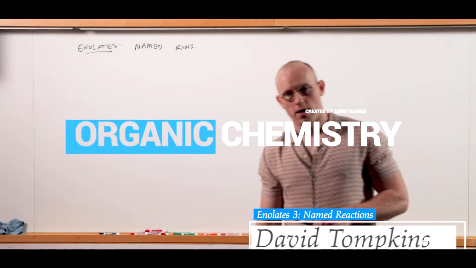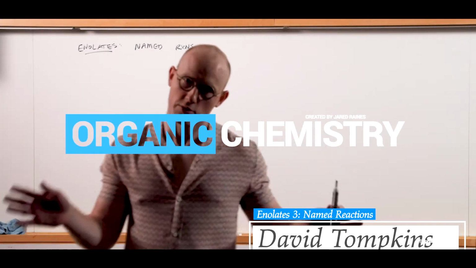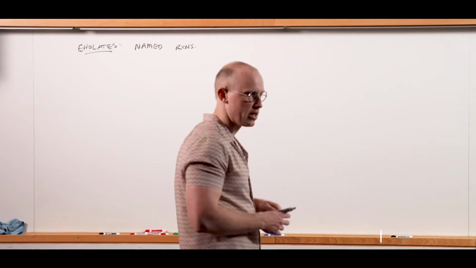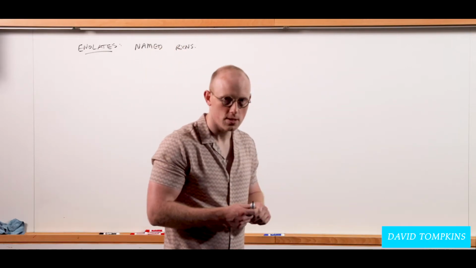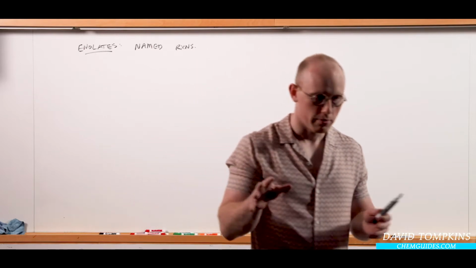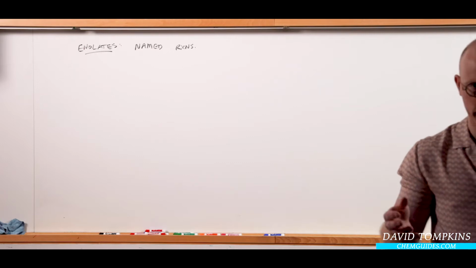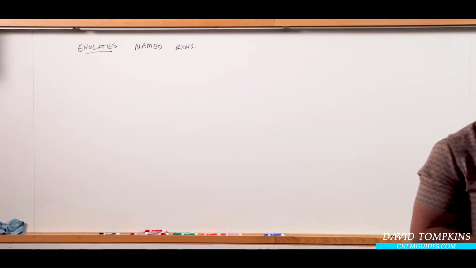I want to talk now about a series of reactions that are perhaps the most important in this course, and those are the named reactions involving enolate nucleophiles. These include three main ones: aldol, Claisen, and Michael, and they all involve enolate nucleophiles.